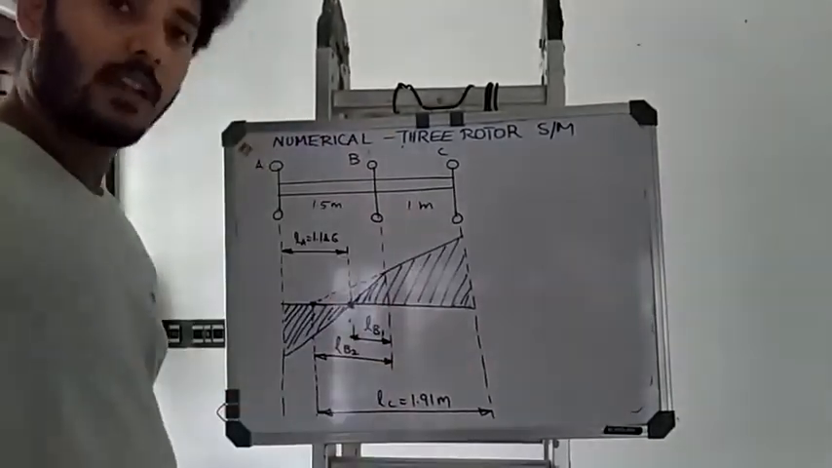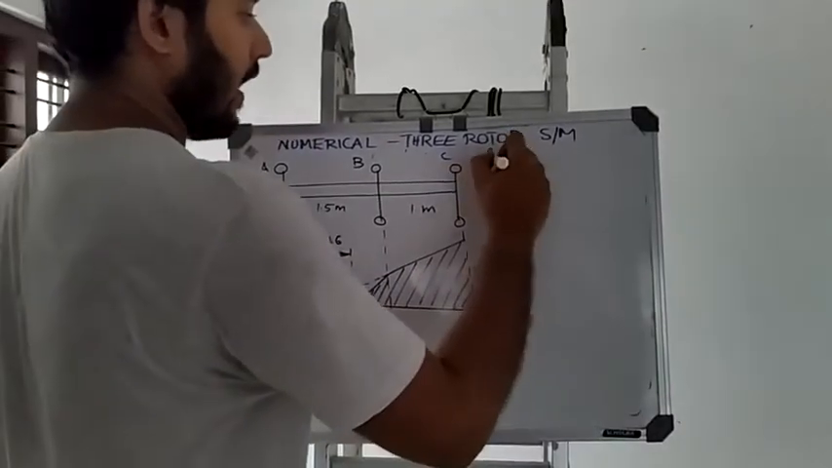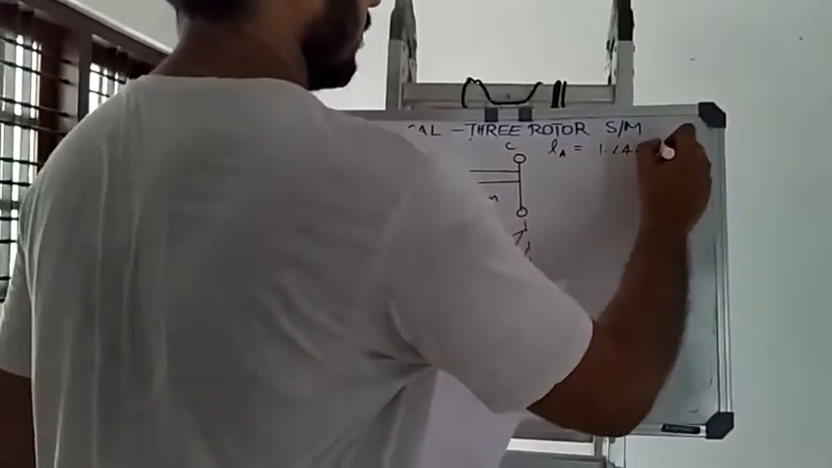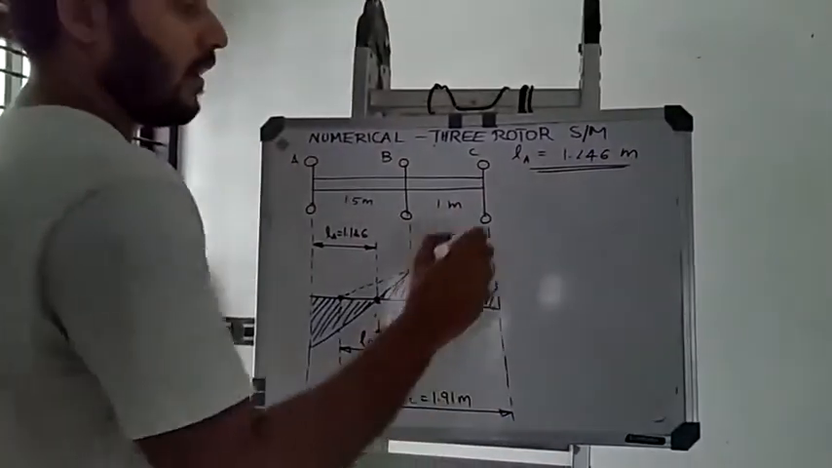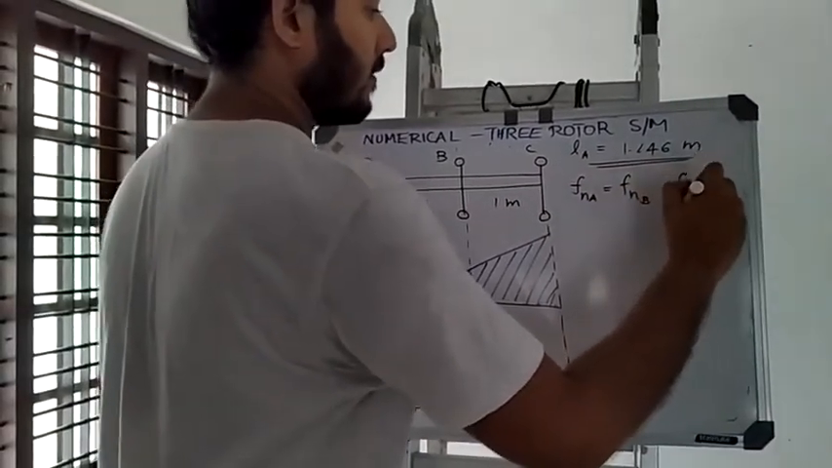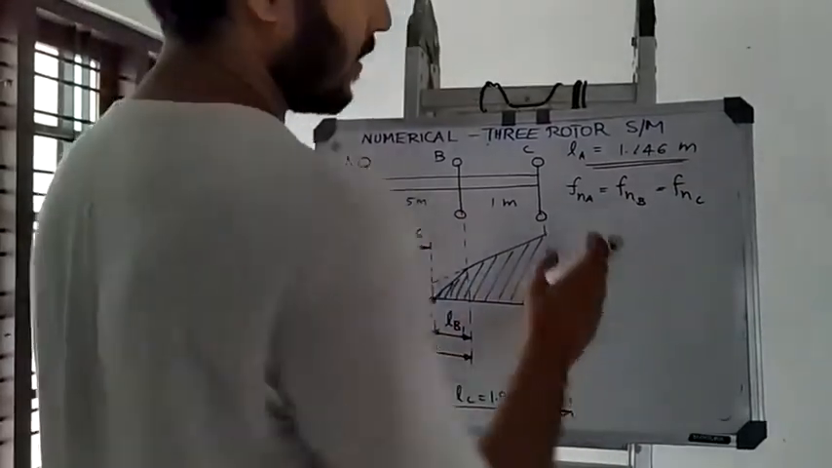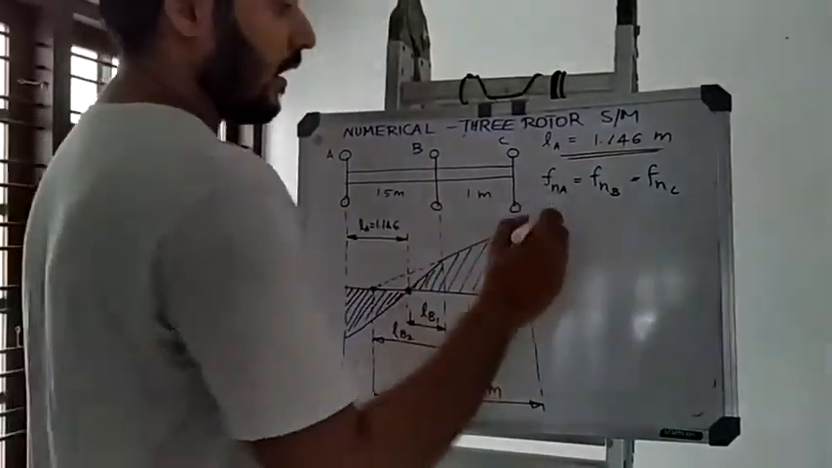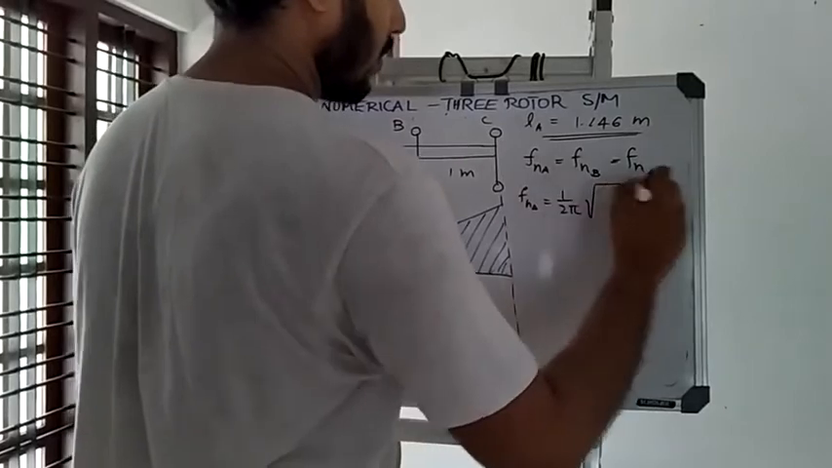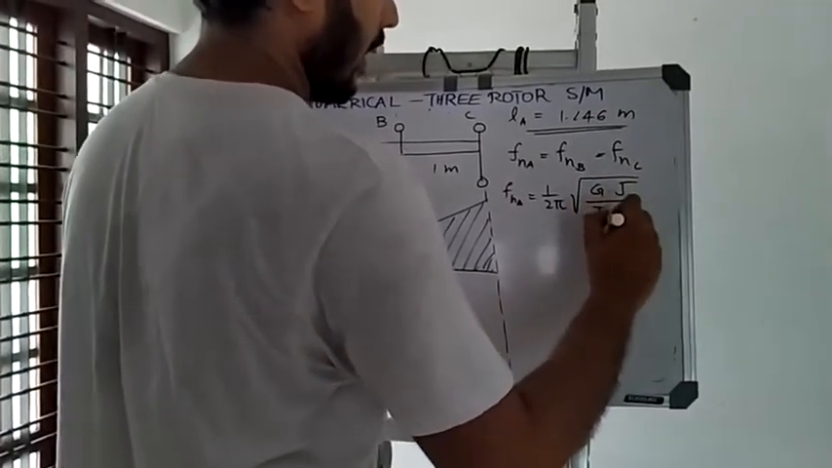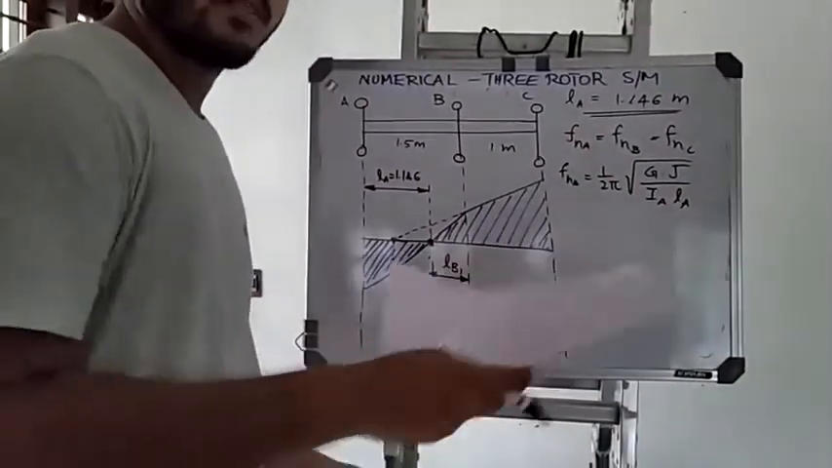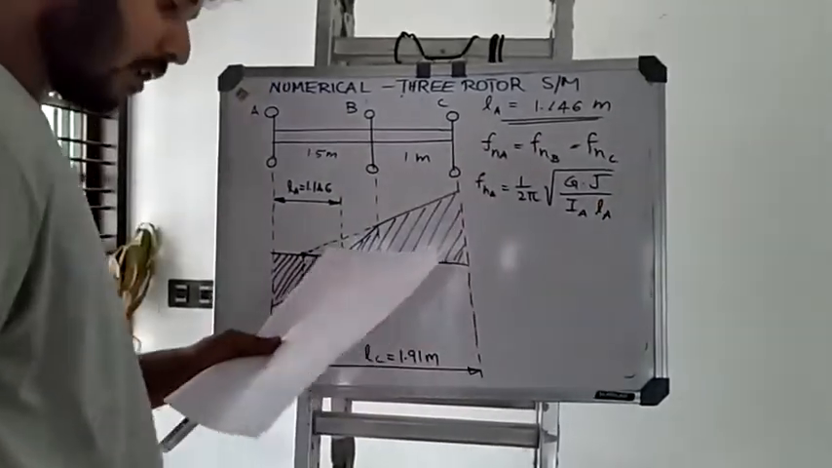Now the question is asked for finding the natural frequency of vibration. So according to the value of LA which we have taken here, which is equal to 1.146 meters, let us find out the natural frequency. Now natural frequency can be equated as Fna equal to Fnb equal to Fnc. Hence we can find the natural frequency from any of the terms present here. Let us go for Fna. Now the natural frequency Fna can be written as 1 by 2 pi square root of G into J divided by Ia into La. G is given in the question as 80 into 10 raised to 9 Newton per meter square. Now J is the polar moment of inertia.